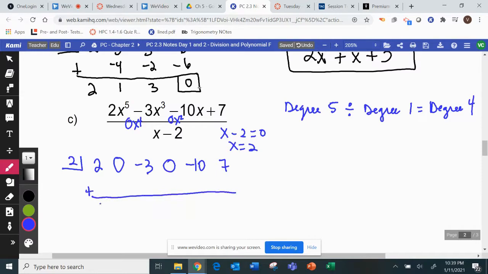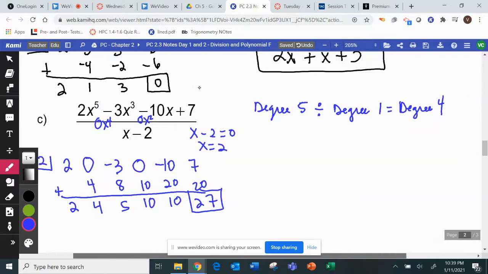So I'm going to add the 2 with nothing and get 2, multiply, get 4, add, get 4, multiply, get 8, add, get 5, multiply, get 10, add to 10, multiply, get 20, add. We get 10 again, multiply, get 20, and then we get 27 as a remainder.